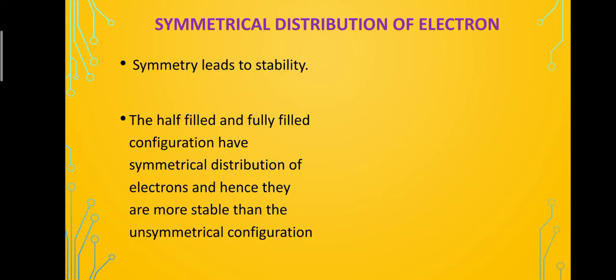So next one, symmetrical distribution of electrons. So always symmetry leads to stability. So the half-filled and fully filled configurations have symmetrical distribution of electrons, and hence they are more stable than unfilled or unsymmetrical configurations.